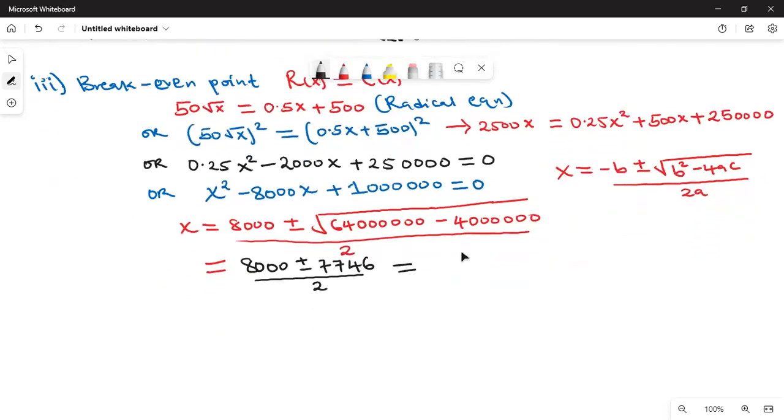So from what we have found here, we can just say therefore, x is equal to, just press in your calculator, 8,000 plus 7746. Then you divide by 2. That will give you 7873.